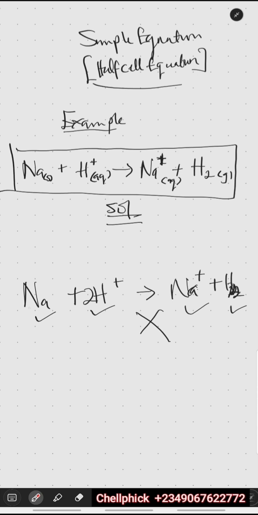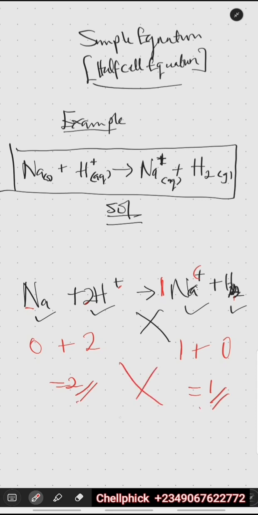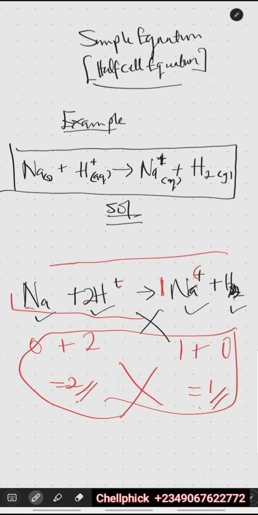Now if we look at it, the oxidation number of sodium here is 0, plus the oxidation number of hydrogen is +1, times 2, that's 2. So the total charge on the left-hand side, the reactant side, is 2. But here it is 1 times 1, that is sodium is 1, so there is a 1 here, 1 times 1, that is 1. Hydrogen is 0, so at the end of the day we have 2 against 1. So this equation is not balanced. This is the reason why it's not balanced: the transfer of electron is not balanced, even though looking at the atoms it is balanced.